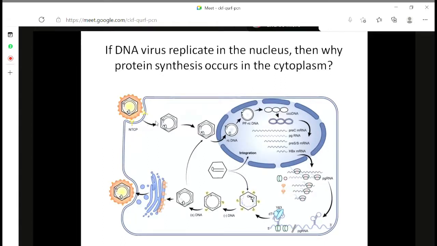So when it enters and finally the nucleic acid gets released inside the nucleus, then the transcription will take place. The messenger RNA will be produced, like early messenger RNA, and then this messenger RNA will come to the cytoplasm, where on the surface of the ribosome the protein synthesis takes place. You know, protein synthesis occurs in the cytoplasm, not inside the nucleus. That's the reason, okay?